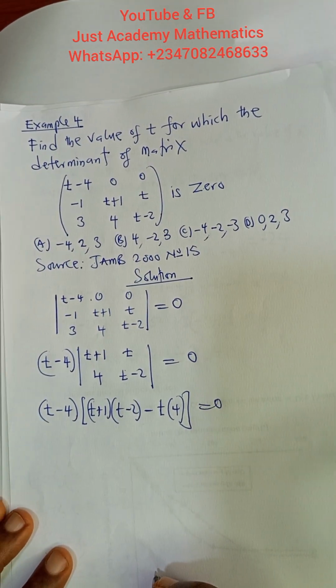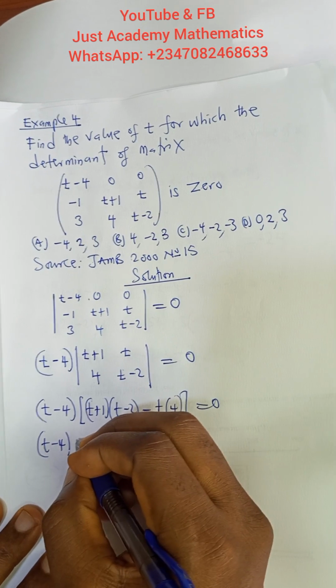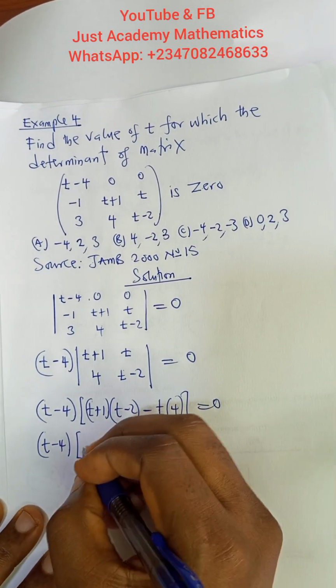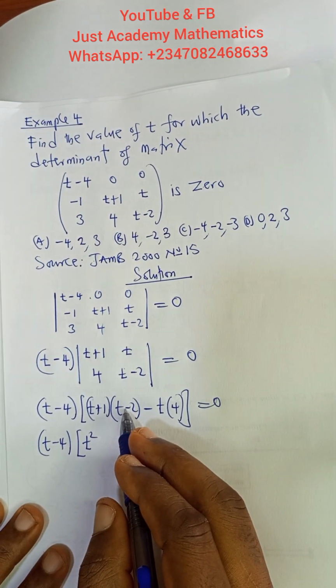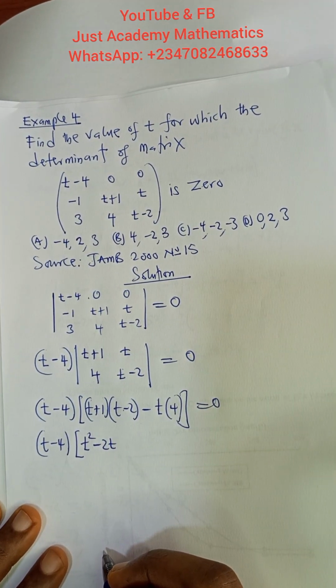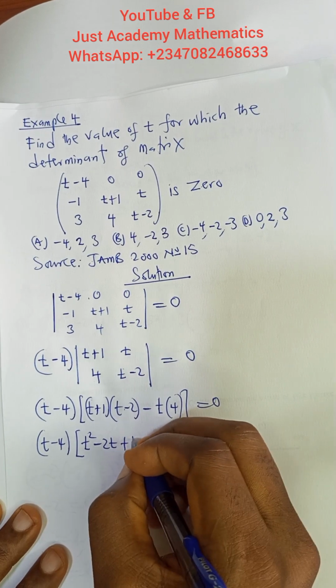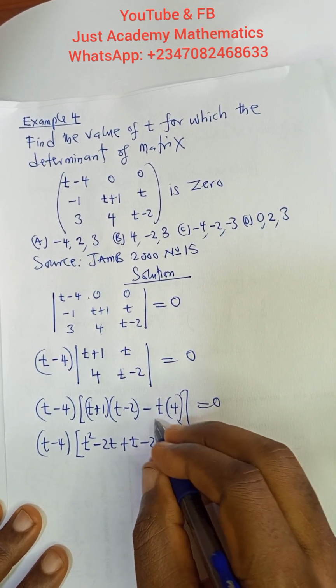So let's see. This will give us t minus 4 bracket, t times t is what? t squared. Then t times minus 2 is what? Minus 2t. 1 times t is what? t. And 1 times minus 2 is minus 2. 4 times t times 4 is what?